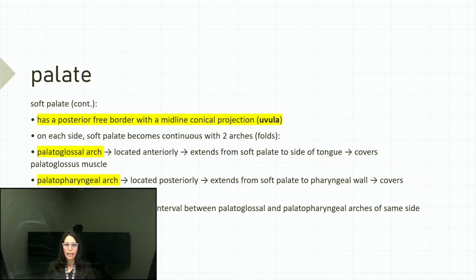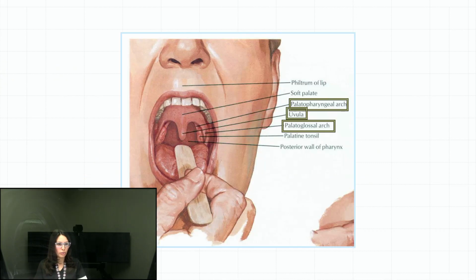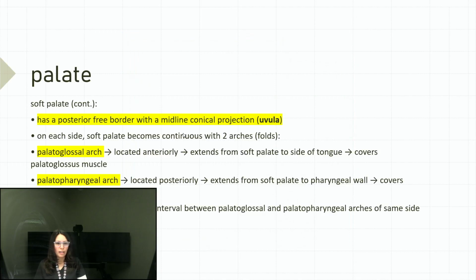So for the palate continuation here, it has, like I said, a posterior border, and on the posterior side, more of a free border. This is what we call the uvula, like you just saw. I'm going to show you another picture. Here you can see it from an anterior angle. So that's the uvula.